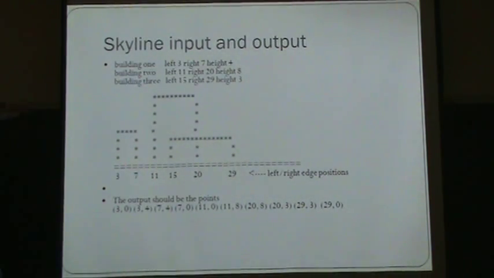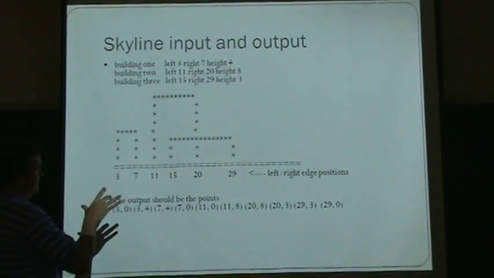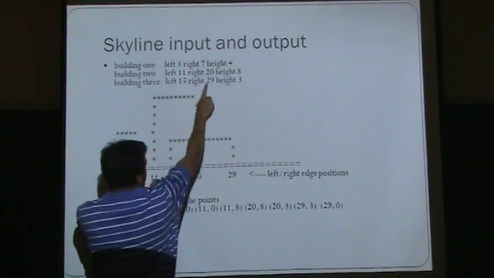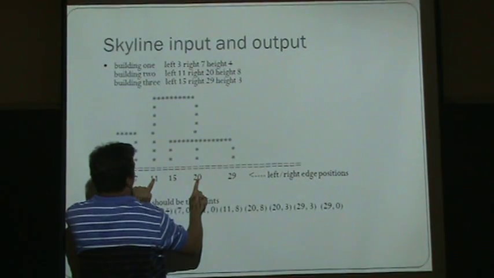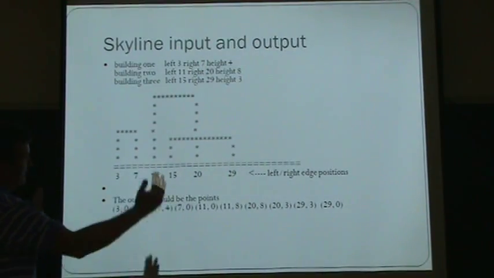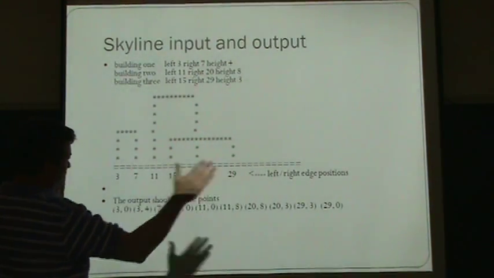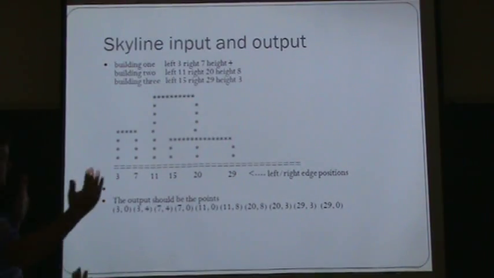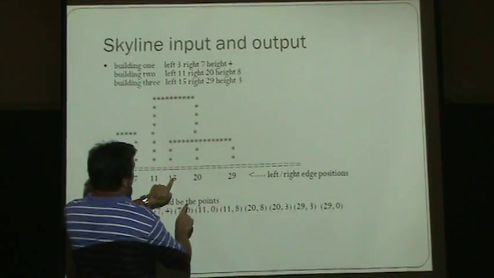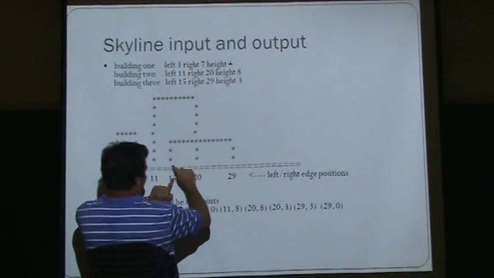The city can have as many buildings as it has, but it's some finite number of buildings; it can't have infinitely many buildings. The buildings can overlap. So for example, we have our second building, which starts at 11, ends at 20, and has a height of 8. So that building looks like this. From this point of view, remember, from a different point of view it would have looked totally different. The third building starts at 15, goes to 29, and has a height of 3.